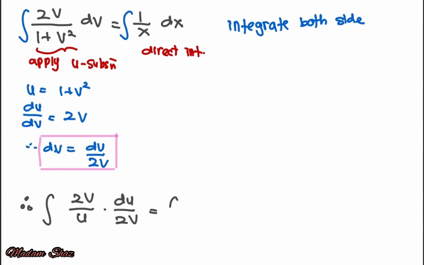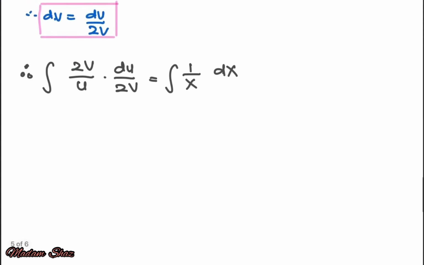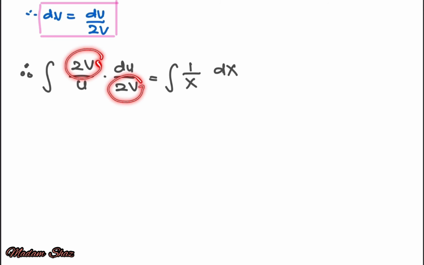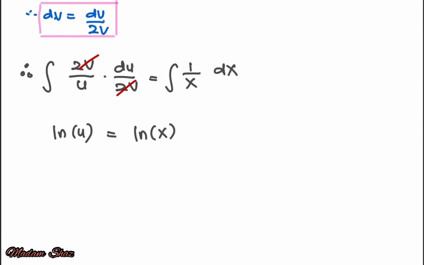is equal to integrate 1 over x dx. Okay, so since we have 2v and 2v at the upper side and the bottom side, we can cancel out the 2v. So you only integrate 1 over u du. Integrate 1 over u will become ln u. Integrate 1 over x will become ln x plus c. So plus c only on the right hand side.